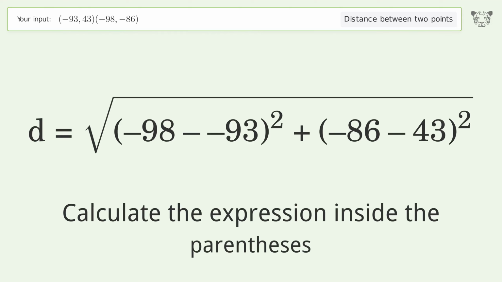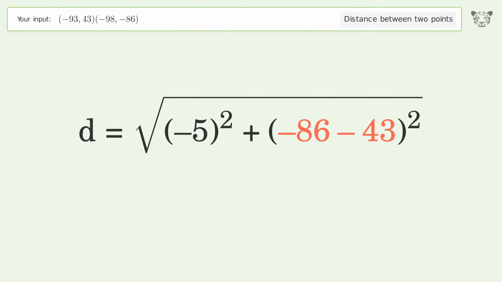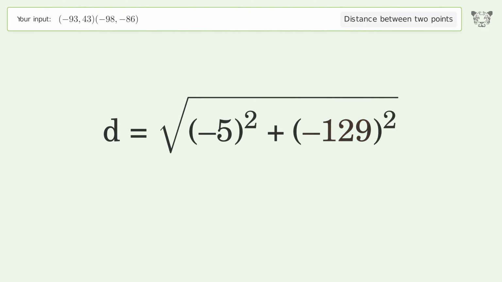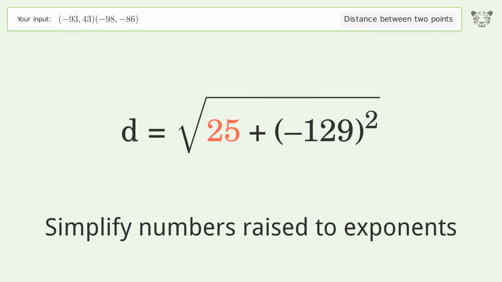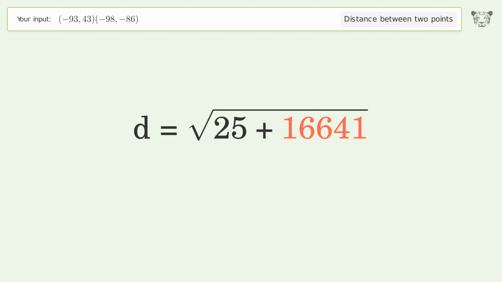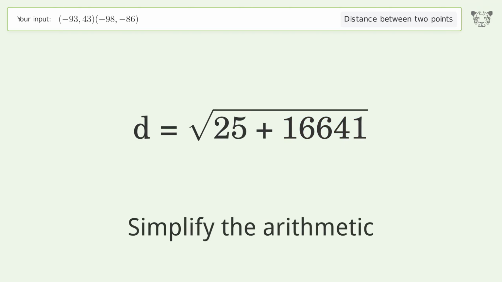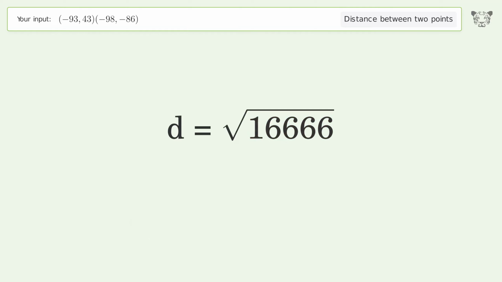Calculate the expression inside the parentheses. Simplify numbers raised to exponents. Simplify the arithmetic. And so the distance between the 2 points is the square root of 16,666, or 129.097.